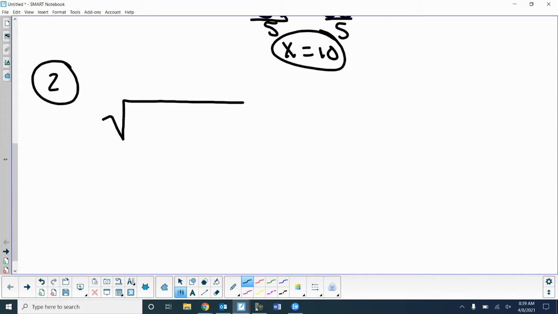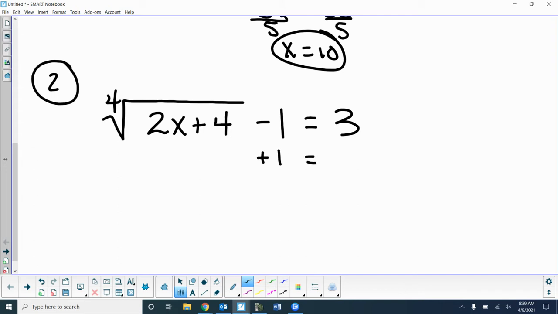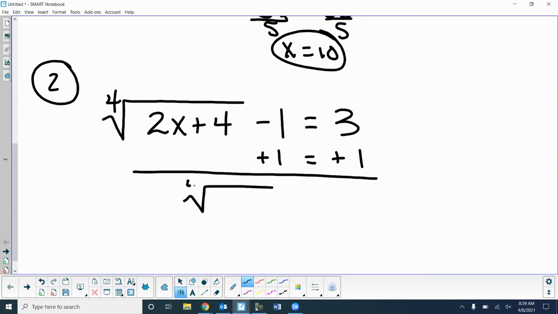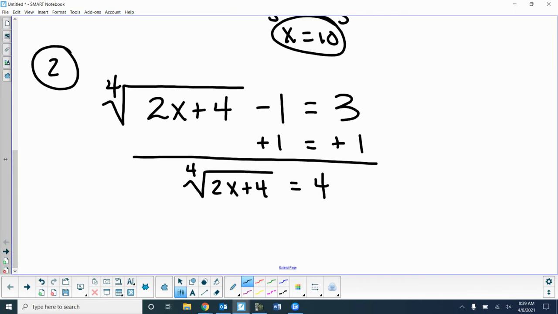root. So again, we have to isolate the 4th root first. So we have to add 1 first. Okay, so what do I have to do to both sides now? Raise them to the 4th power, right?